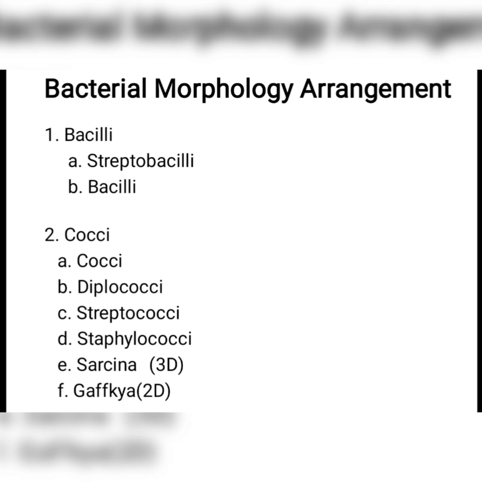And the fourth group, staph means grape in Greek. So there is a fourth group called staphylococci, where we find a grape-like cluster of the circular cells. And there is another group called Sarcina.